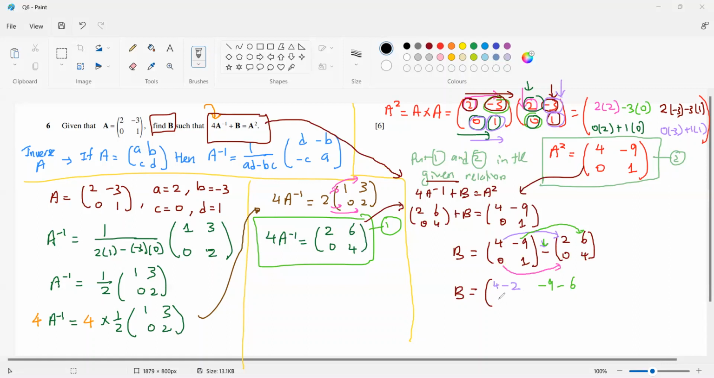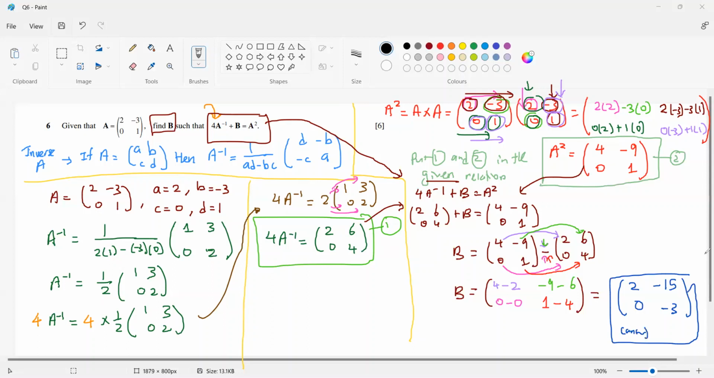So from here to here, 0 minus 0. Please remember the middle minus sign in this case. So that means this would be 1 with 4 and the middle is minus, so 1 minus 4. From which we can finally deduce the answer: 4 minus 2 is 2, 0 minus 0 is 0, -9 and 6 is -15, and then this is minus 3. Yeah? Okay, and then we close the matrix nicely like that, and this would be the answer for matrix B.